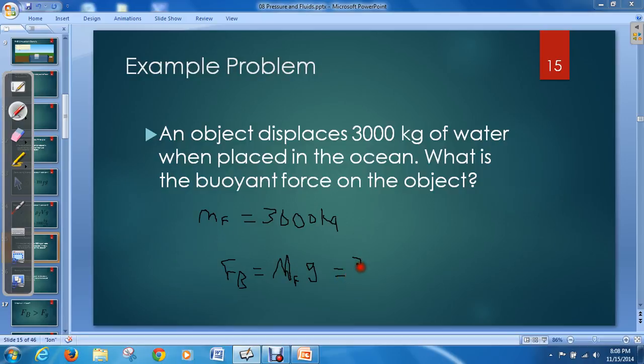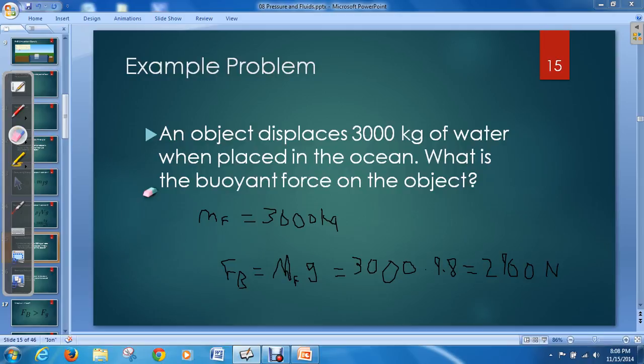So we say that's equal to 3,000 times 9.8, which equals, I think you're going to get, about 27,000, or not sure the exact number. I think it's actually 29,000. Okay, so whatever 3,000 times 9.8 is, you're going to get that in newtons. Okay, so there's our buoyant force. That's the mass of the fluid displaced times g, which gives around 29,000 newtons.